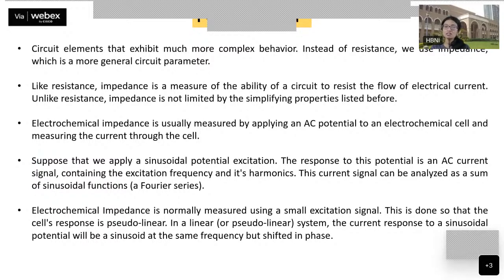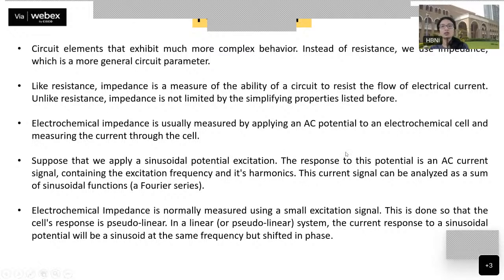So instead of resistance, the term which we normally use is impedance. And this is a more general circuit parameter. Impedance is also a measure of the ability of the circuit to resist the flow of electric current. But unlike resistance, impedance is not limited by Ohm's law properties or the simple properties which we discussed in the previous slide.